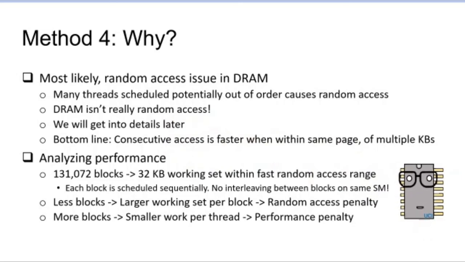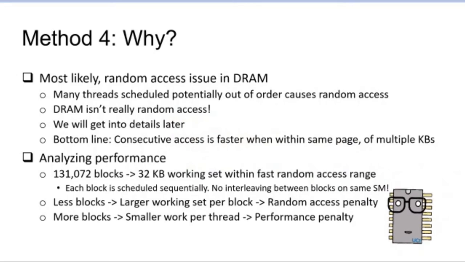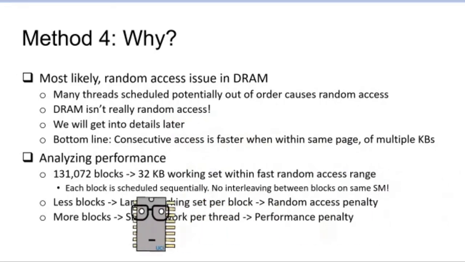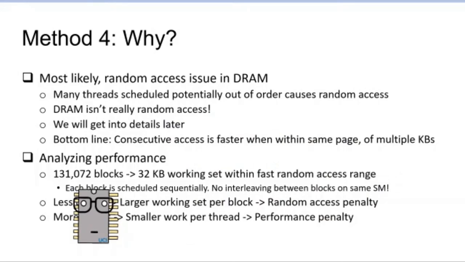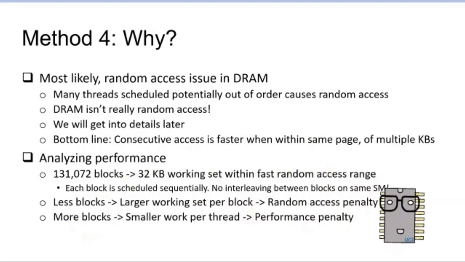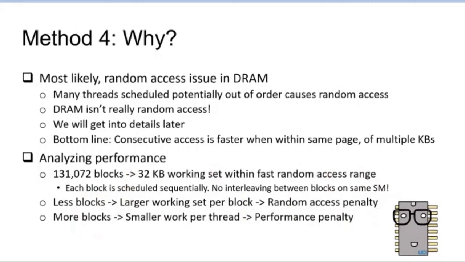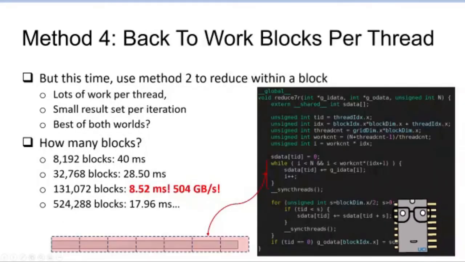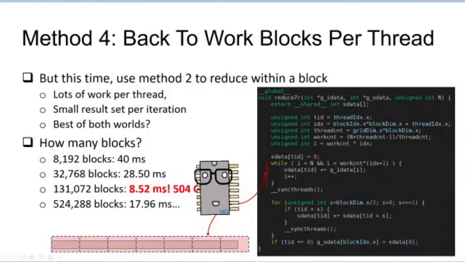So when we have a smaller number of blocks, there will be more work assigned per block, which gives us a larger working set per block. And once the working set exceeds the page granularities, we'll get into the details of this in a later lecture, but once it exceeds, say, 32 kilobytes in size, then we start suffering a random access penalty. That's why we saw bad performance when the block size is small.